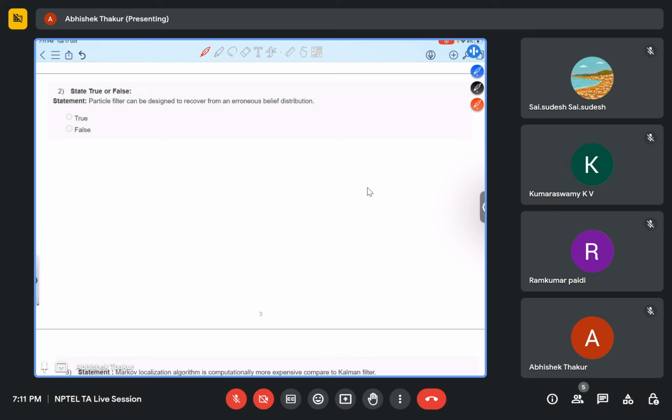The second question is a true and false question. Particle filter can be designed to recover from an erroneous belief distribution. So the answer is true. By periodically resampling the particles randomly, it can be designed to recover from the erroneous belief distribution.